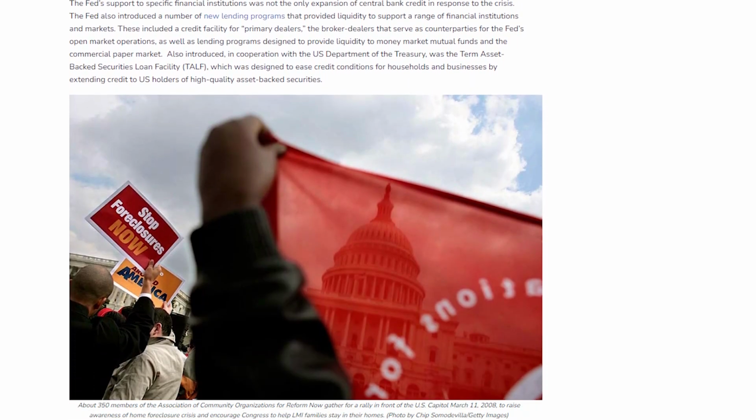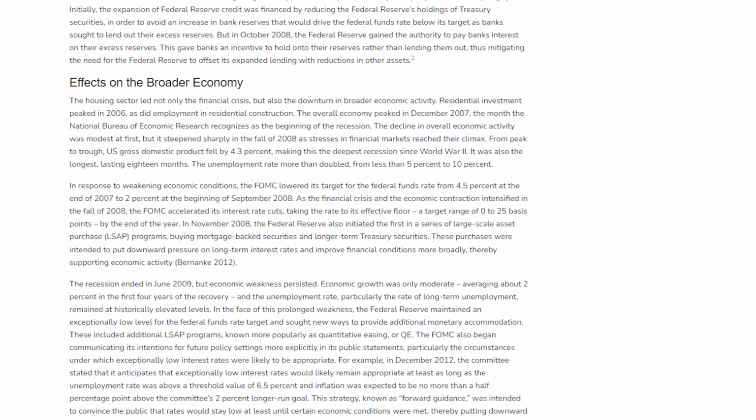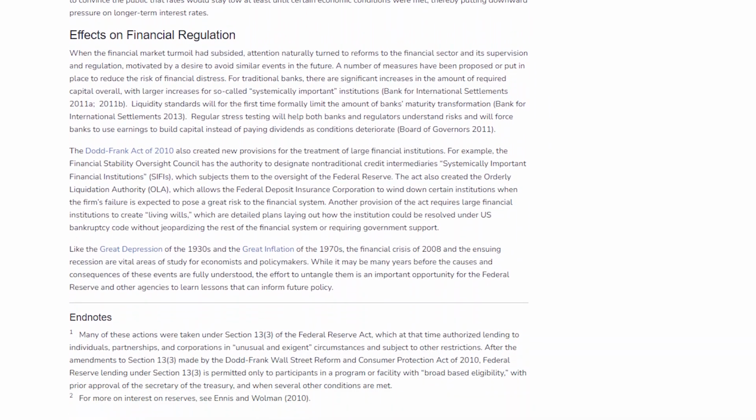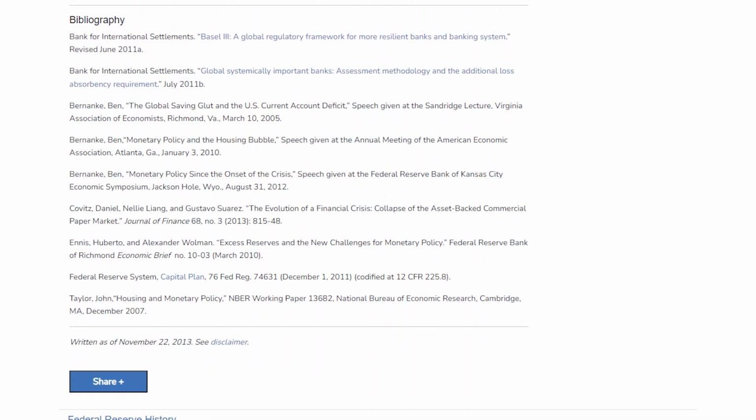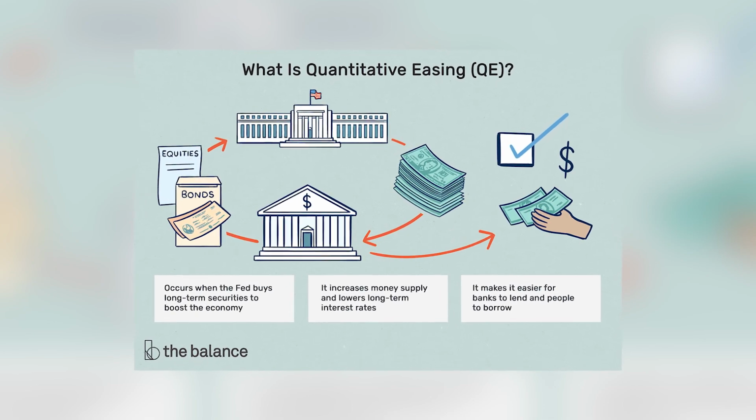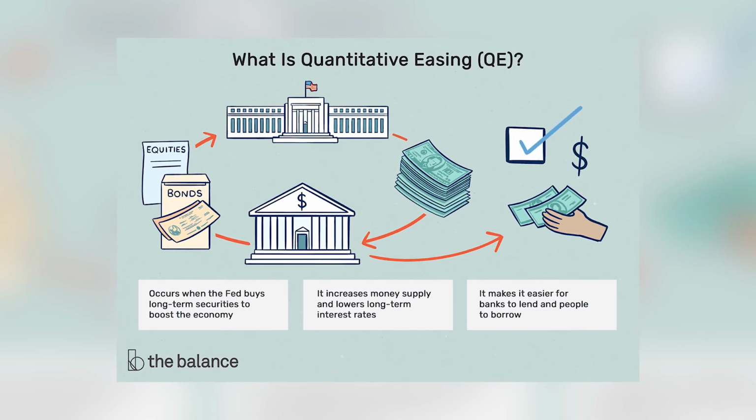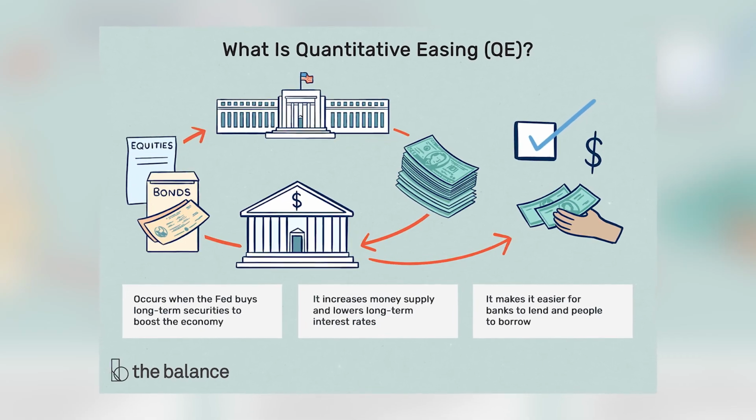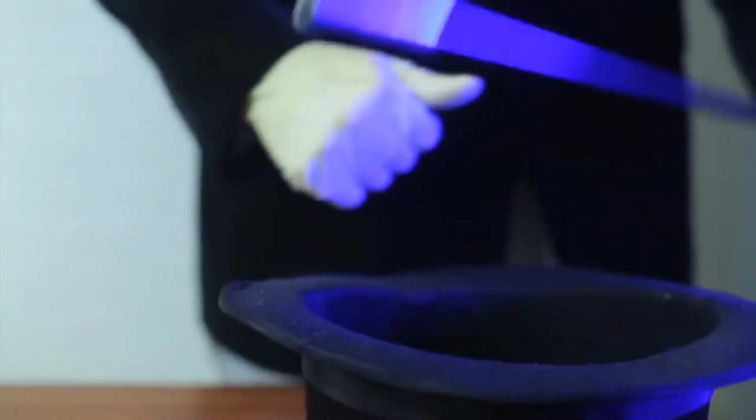As the housing market collapsed and financial institutions teetered on the brink of failure, the Fed took unprecedented actions to stabilize the economy. One of the most notable measures was the implementation of quantitative easing, a policy where the Fed bought large quantities of government securities and mortgage-backed assets to inject liquidity into the financial system. This unconventional approach aimed to lower interest rates and stimulate economic activity.